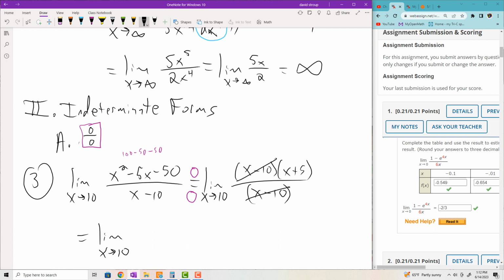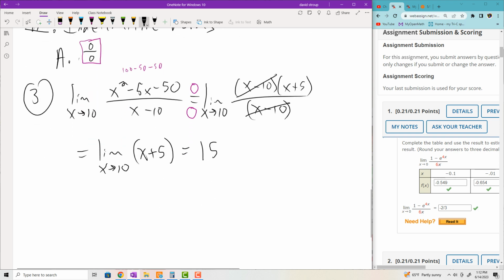With limits, we don't really care what happens exactly at that point 10. It's not continuity, right? There can be a hole there, but so long as the approach to 10 is clear, then we don't really care. So this function would not exist at x equals 10, but around x equals 10, it's all good. So we can compute the limit doing this algebraic transformation. I substitute in 10, and I get 10 plus 5 is 15. Hopefully you saw that in Calc 1. Okay, so that was the first type of form.